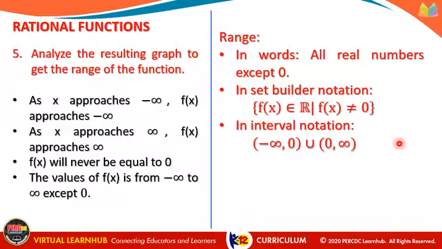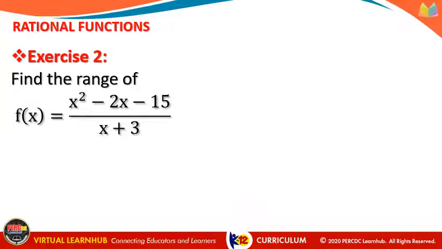I hope clear po sa atin kung paano natin nakuha yung range. As you can see, mas mahirap kunin ang range kaysa sa domain. Let's have another exercise. F of x is equal to x squared minus 2x minus 15 over x plus 3.